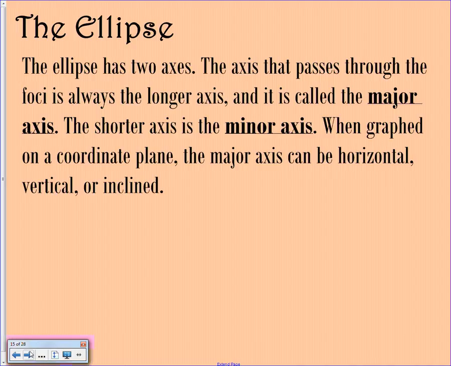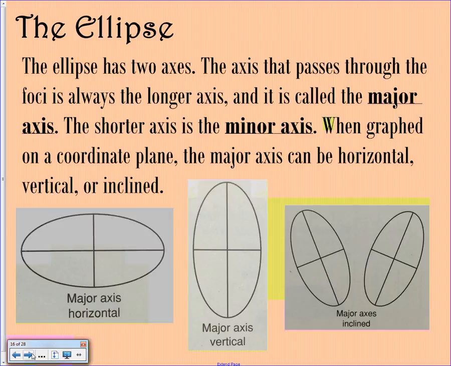Whenever you graph it on a coordinate plane, your major axis can be horizontal, vertical, or inclined. So these are pictures. If it is a horizontal major axis, then the major axis is a horizontal line. And if it's a vertical major axis, your major axis is a vertical line. And then we also could tilt it either to the left or to the right.